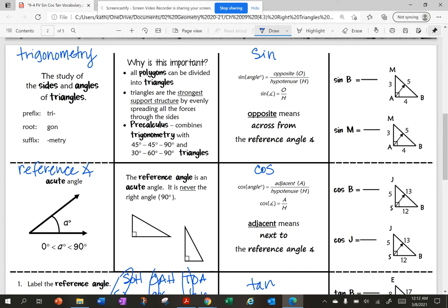Trigonometry, let's break apart the word. It is the study of triangles. Why is this important? All polygons can be divided into triangles. And triangles are used in structure because they are the strongest support. So pre-calculus, which is the class after Algebra 2, is going to combine triangles with those special right triangles that we just went through.